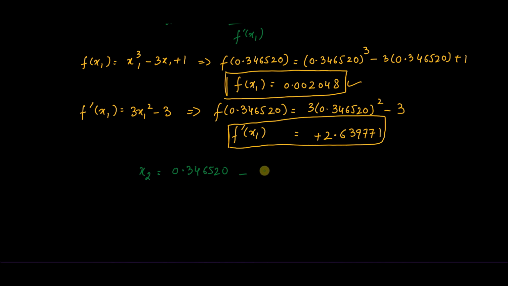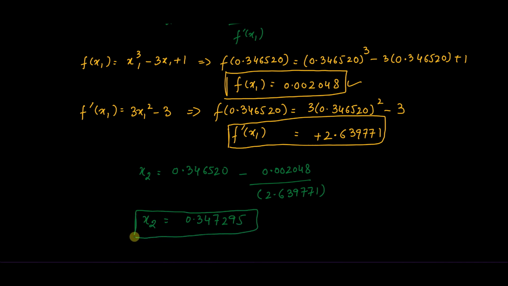0.346520, negative 0.002048 divided by 2.639771. So after solving x2 we will get 0.347295. So that is our second approximate result.